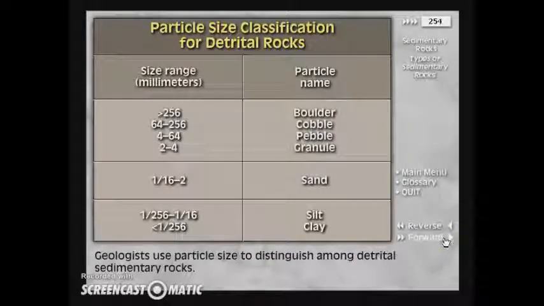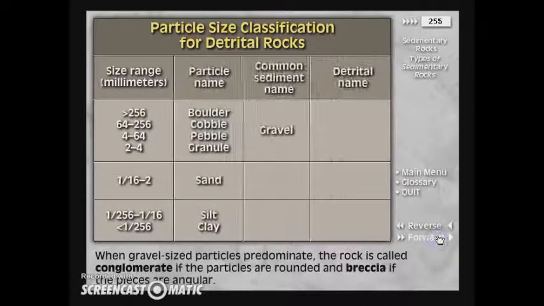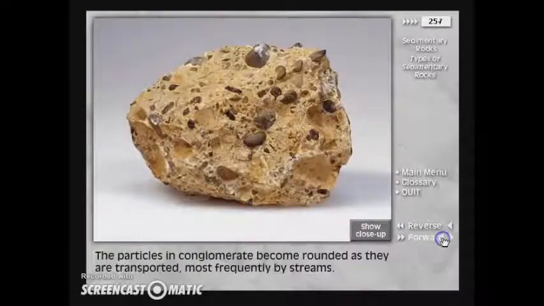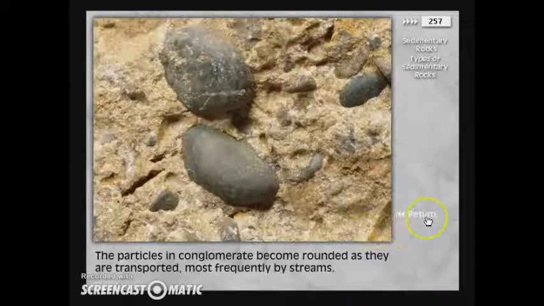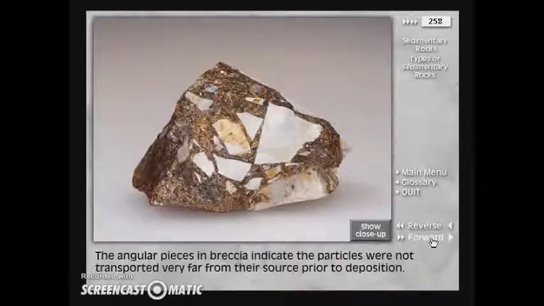Geologists use particle size to distinguish among detrital sedimentary rocks. The common sediment name for all particles larger than 2 millimeters is gravel. When gravel-sized particles predominate, the rock is called conglomerate if the particles are rounded, and breccia if the pieces are angular. The particles in conglomerate become rounded as they are transported, most frequently by streams. The angular pieces in breccia indicate the particles were not transported very far from their source prior to deposition.